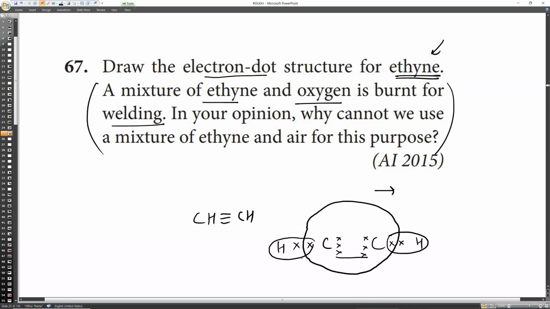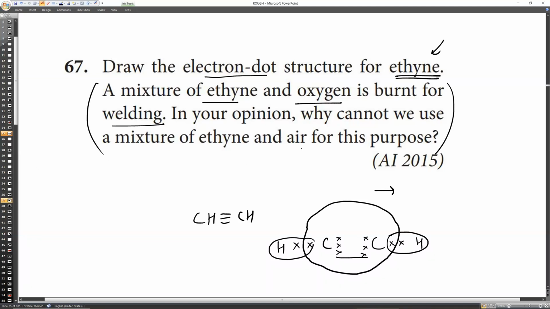You understood now? Understood, everybody? Yes, sir. 1, 2, 3, 4, 5, 6, 7, 8. So 8 has been placed here. Okay, so this is the electron dot structure of ethyne.